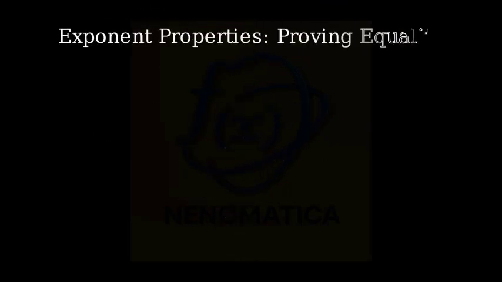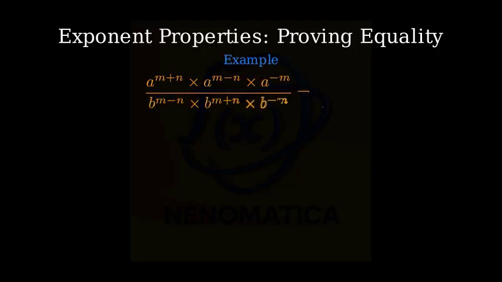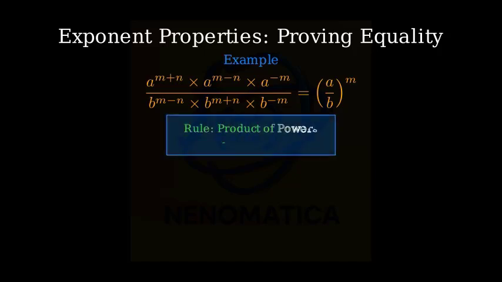Welcome to this video where we'll prove an algebraic equality using exponent properties. Let's look at our example. We need to prove that the expression a to the power m plus n times a to the power m minus n times a to the power negative m, all over b to the power m minus n times b to the power m plus n times b to the power negative m equals a over b raised to the power m. Let's solve this step by step.